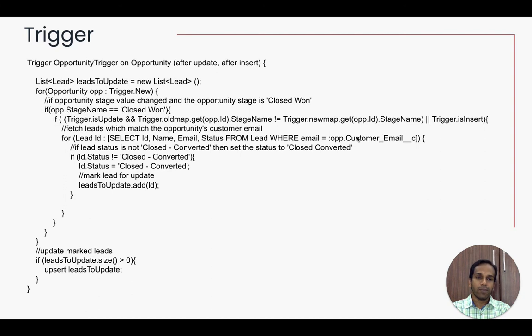we get the customer email from the opportunity, and we fetch the leads which have this customer email, and then for each lead we check their status. If the lead is not close converted, then we change the status to close converted. Now all these updated leads we add to this leads to update list, and at the end we make one update to the database with all the leads in the list. So this is just an example of a simple trigger.